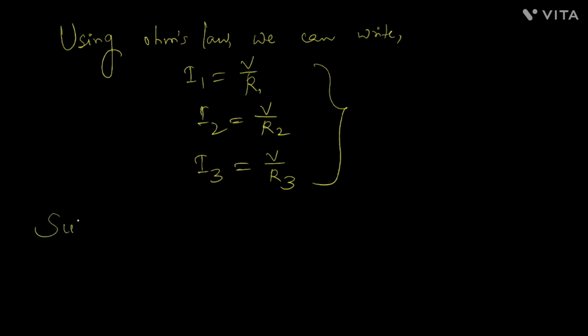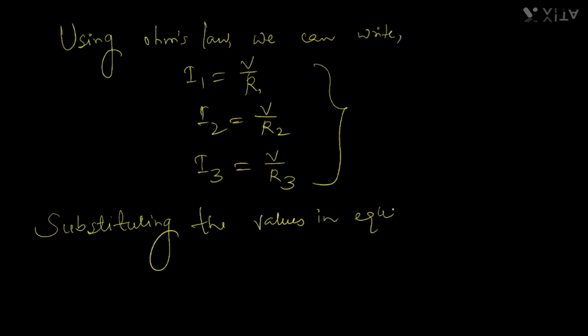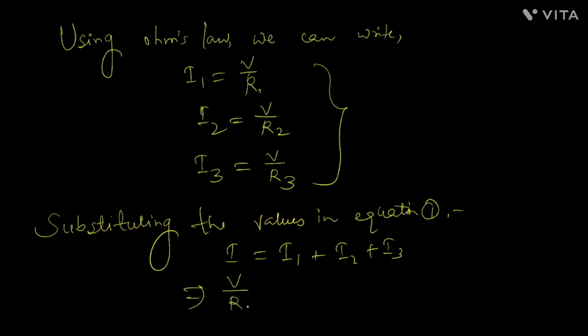Now you can write, substituting the values in equation 1. We will get what? In equation 1 we had I equals I1 plus I2 plus I3. If you substitute these values, I can be substituted, that is V by Rp. I1 can be substituted, that is V by R1, plus I2, that is V by R2. Here you can write V by R3.